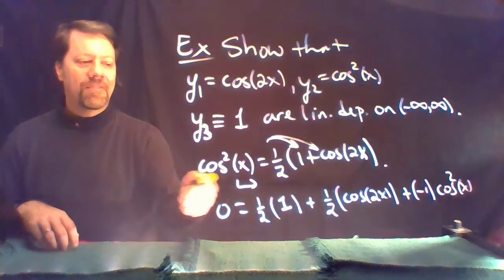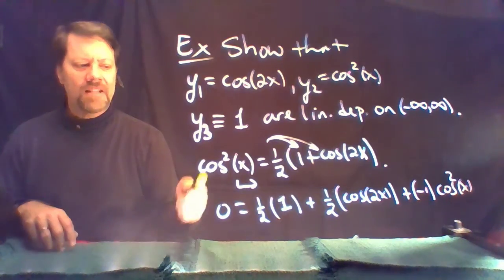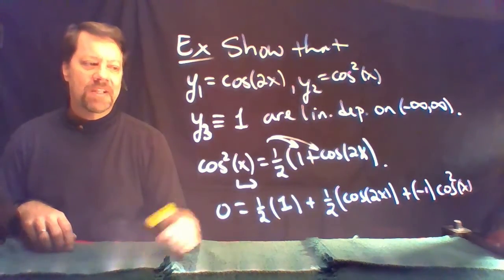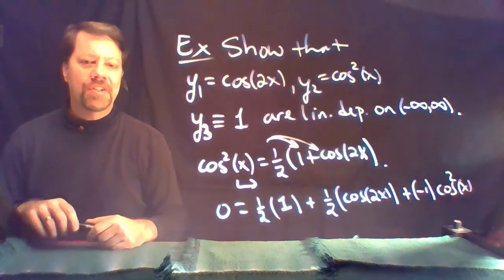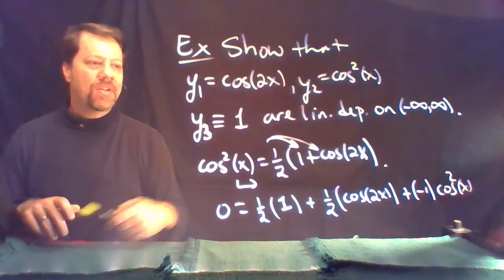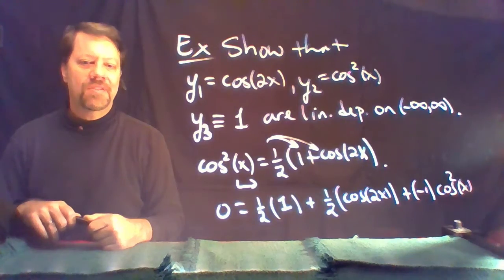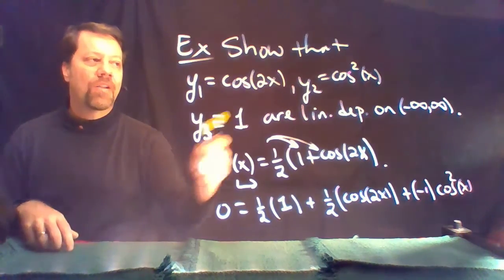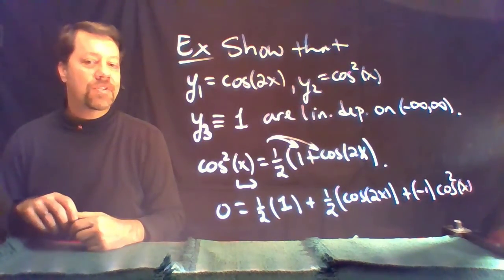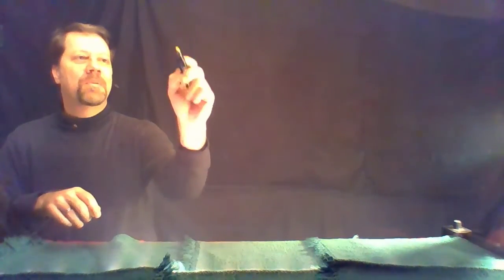Also, you can see from this identity that cosine squared of x can be expressed in terms of a linear combination of the other two. It's as though from the function that's identically 1 and from cosine 2x, you can already construct all of the information encoded in cosine squared x. Let me give you another example.